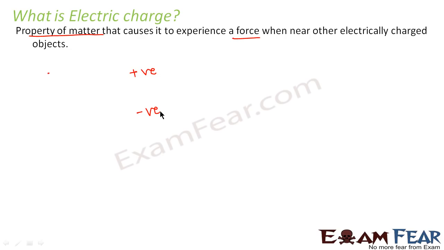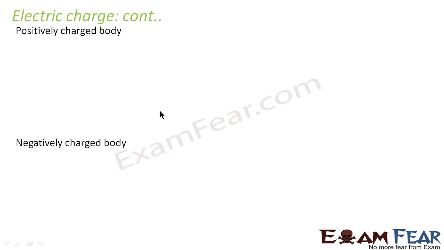So for now, I hope it is clear what is electric charge. It is a property of matter that causes an object to experience a force when it is near another electrically charged object. Two categories of charges, positive charge and negative charge. So how do we know that a body is positively charged or a body is negatively charged? How will I come to know that this body is charged?